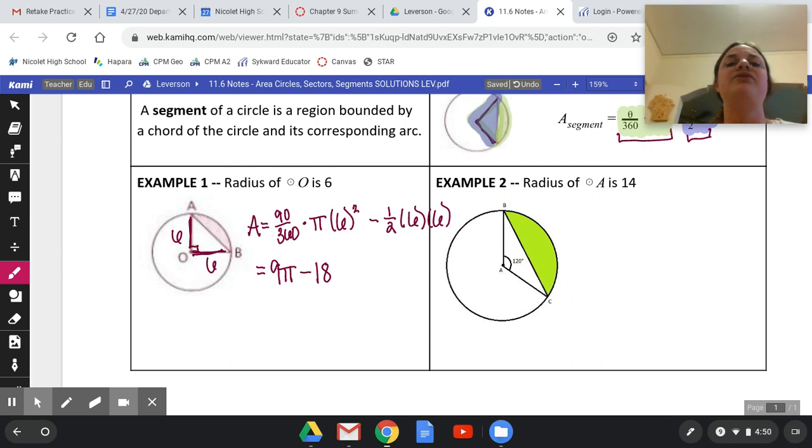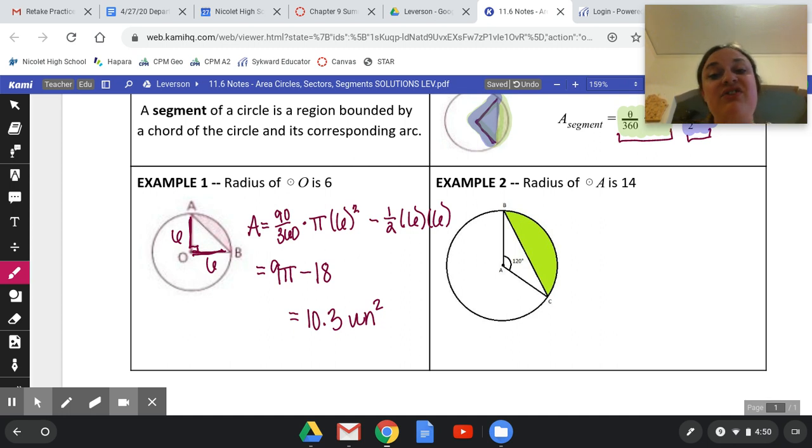I cannot combine those 2 terms because 9 pi is, I'm multiplying 9 times pi, and 18 is just by itself. Those are not like terms. I can't combine them. But what I can do if I want a decimal approximation is take 9 times pi and then subtract 18 from that, which gives me approximately 10.3 square units. So when your sector is created by a 90-degree angle, it's pretty easy. It's pretty straightforward because you can easily find the area of that triangle that you need to subtract away.